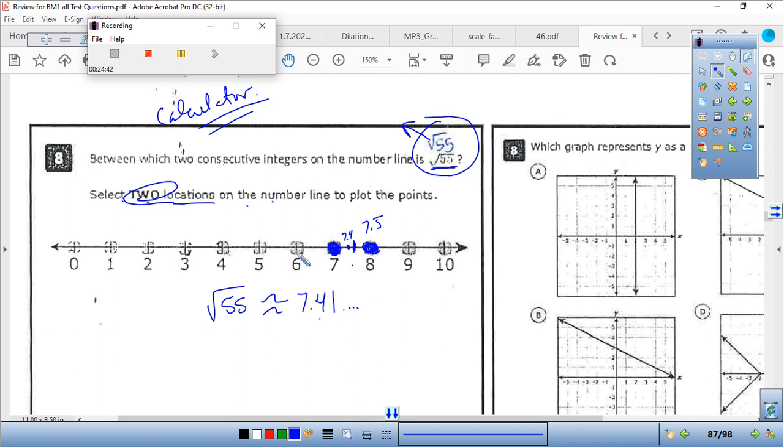On this one, just find the decimal value. The square root of 55 is approximately equal to 7.41. 7.41 falls between 7 and 8. 7.5 is in the middle, and 7.4 would be just to the left of that. You have to click on this point and this point because 7.41 falls between 7 and 8.